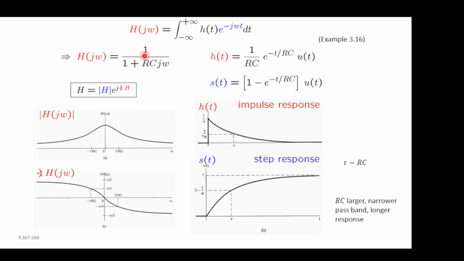But for now, this H of j omega, I believe we have already seen. It is in the form of 1 over 1 plus something times j omega, which is a thing we already integrated today. This is an exponential times u of t. We didn't have the RC here, but it's very similar. So we don't know how to do the inverse in general yet, but we're already seeing what small h gives this big H. So let's just write down the answer.